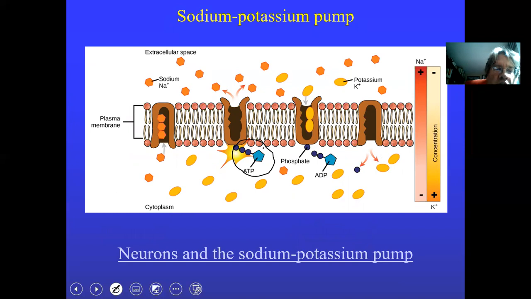So here sodium is indicated as the little hexagons and potassium as the little ovals, right? And this protein here is a sodium potassium pump. What it does is move sodium from low concentration on the inside of the cell, in the cytoplasm, to the outside of the cell, or extracellular space, this way. And if you notice, the sodium's at high concentration here and low concentration here, right? So sodium is going to move against its concentration gradient.